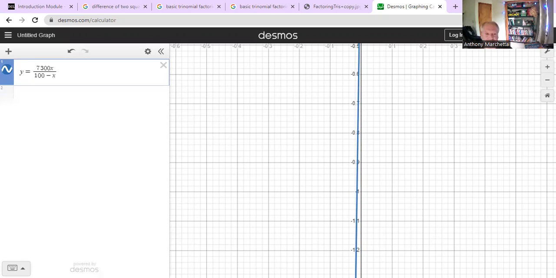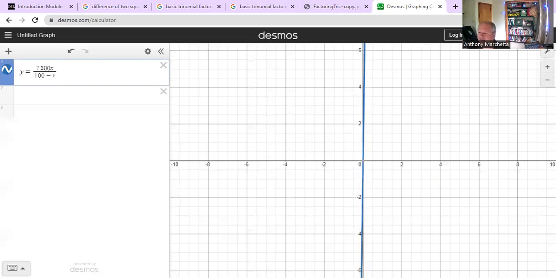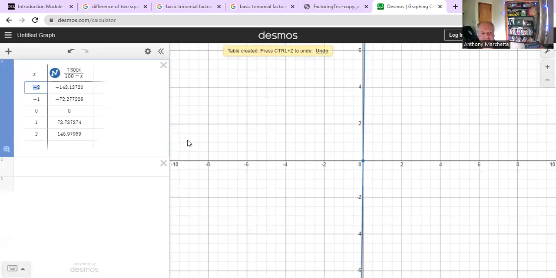Okay. Now say I wanted this as a table because I'm going to do tabular analysis to get this limit. So I would make sure I'm clicking on the box. It's a funny looking line, but that doesn't matter. I could click home to get back to the origin in the center. And let's get a table now, and we'll put the table in. Let's try to approach 100.